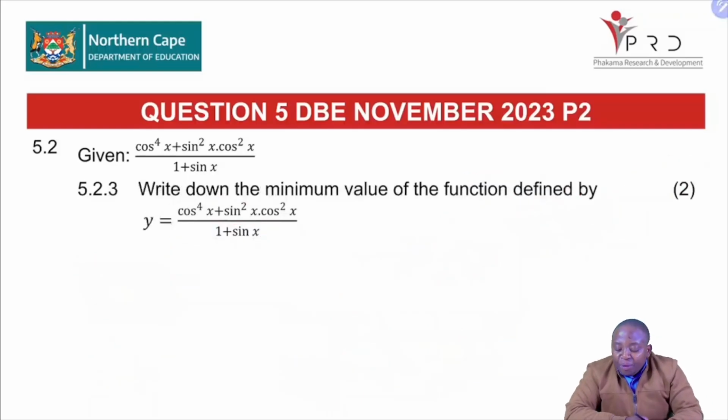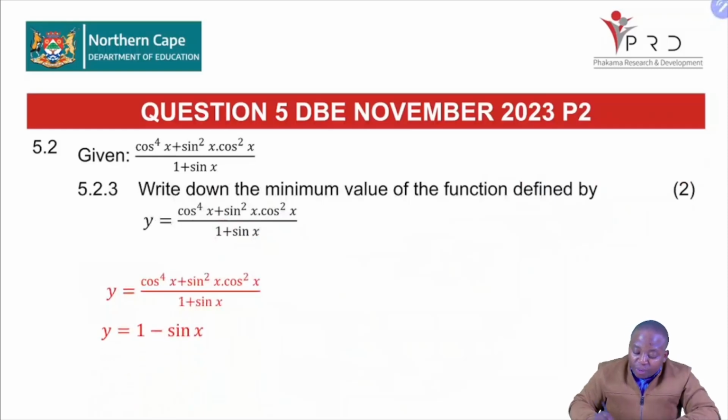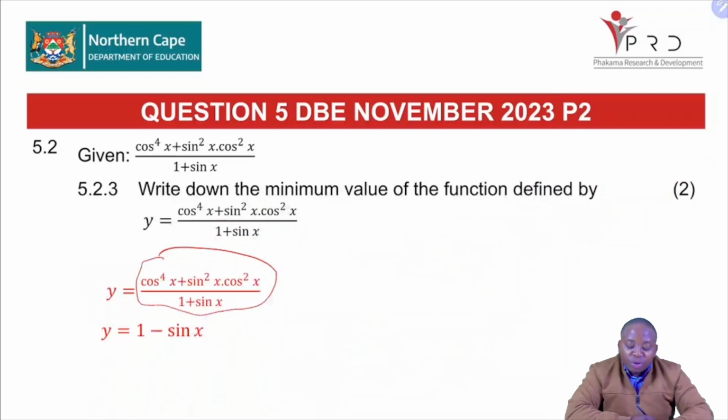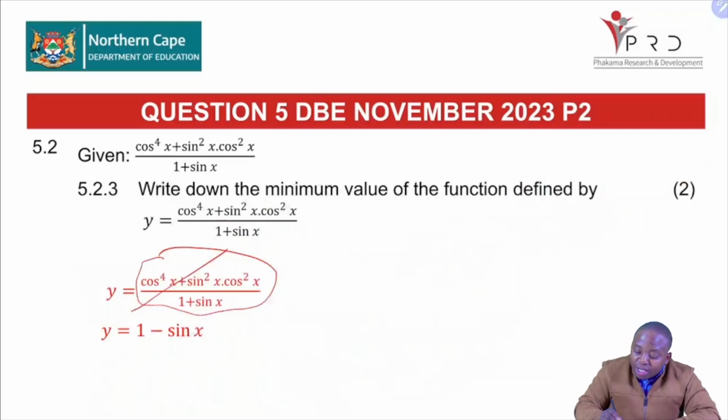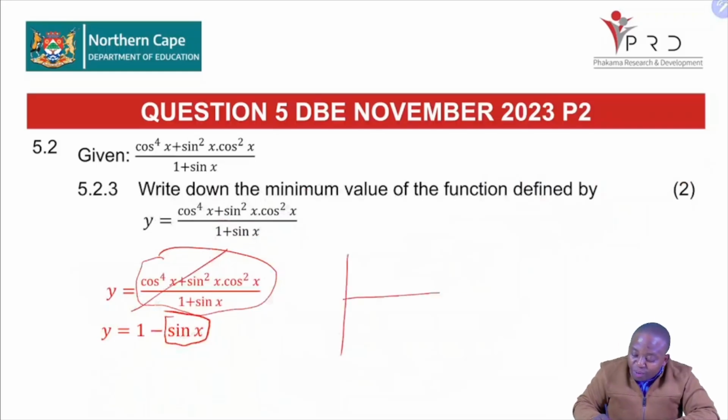Write down the minimum value defined by this function. Remember, when you are looking for this minimum value, you must remember that from this equation, we have already established that the whole of this equation is actually equal to 1 minus sine x. So that's what we are working with in this case. Now, how do we get the minimum value? Remember, don't be tempted to go and differentiate. The best thing to do to find the minimum value is to make this value become the biggest. So to make it become the biggest, I can look at my sine graph.